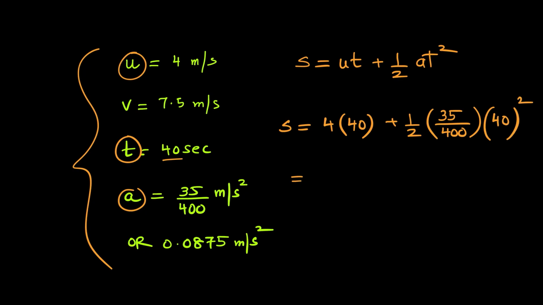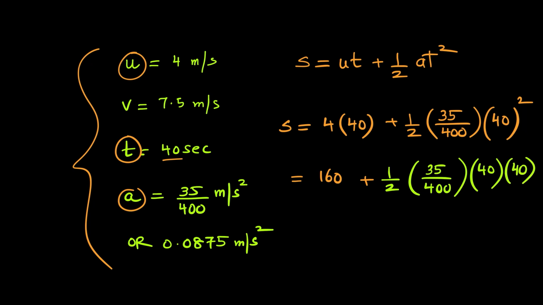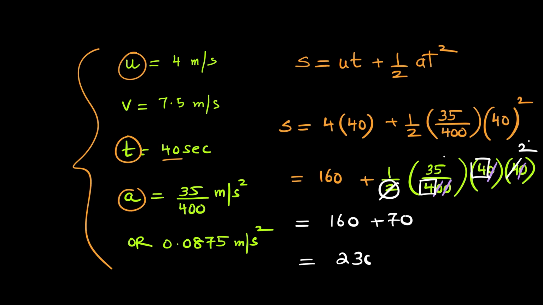So let me simplify it further. This is 160. And over here, I'm writing this as half of 35 over 400. And 40 squared is 40 multiplying with 40. So let me start the process of cancellation. This 0 cancels. This 0 cancels. The 4 cancels off with the 4. The 2 and the 4 simplify to give you a 2. So therefore this is 160 and 2 into 35, that is 70. So 160 plus 70, that is 230 meters. So that's one way of obtaining the distance.